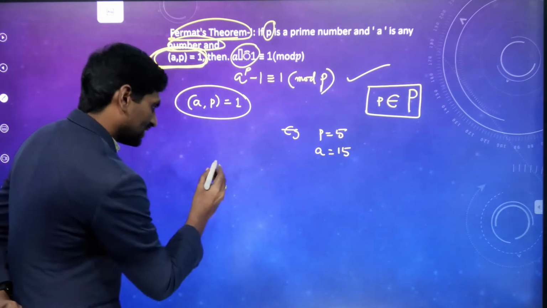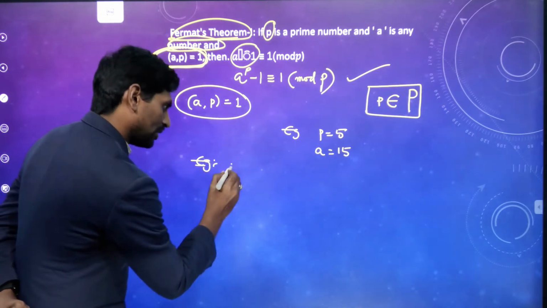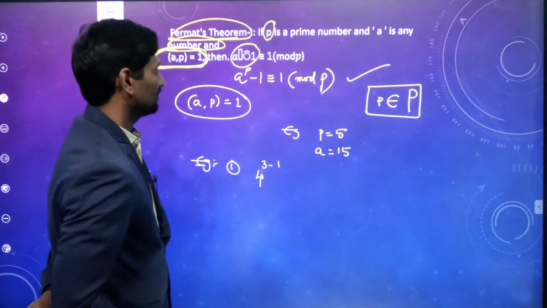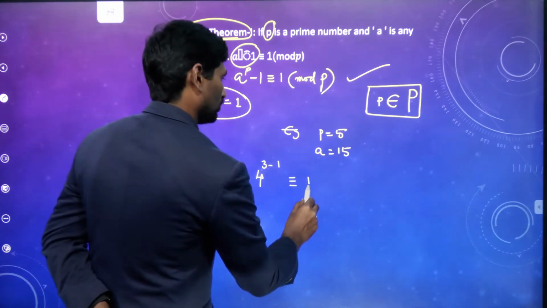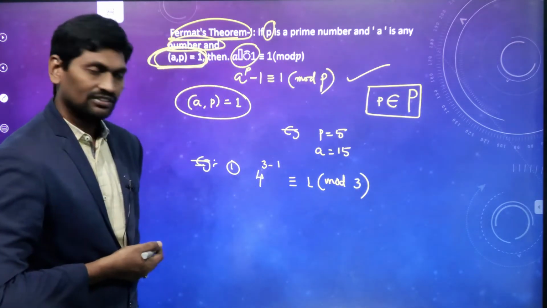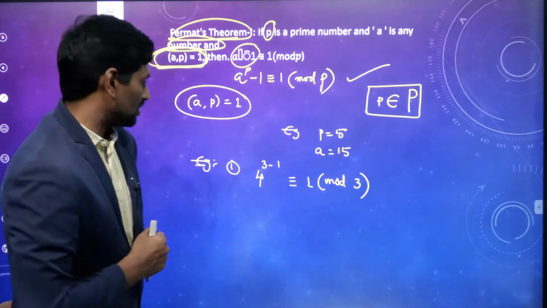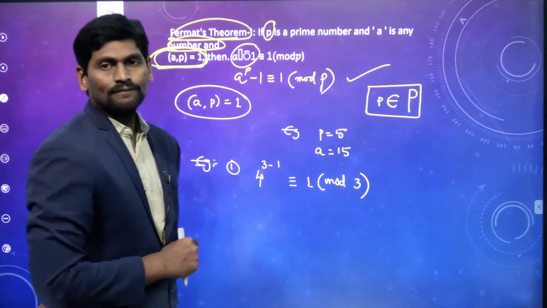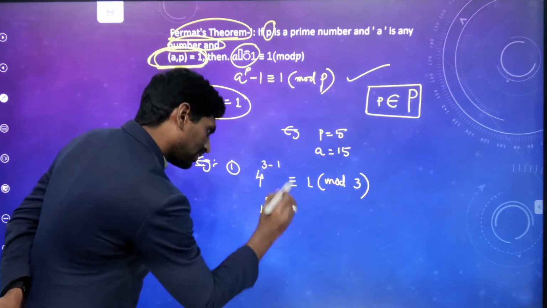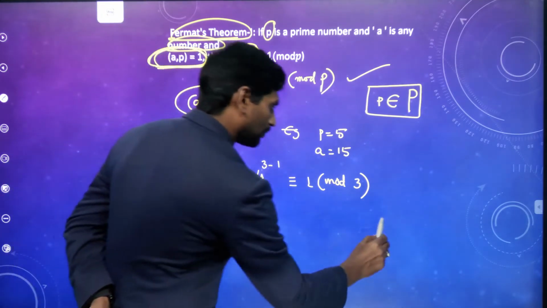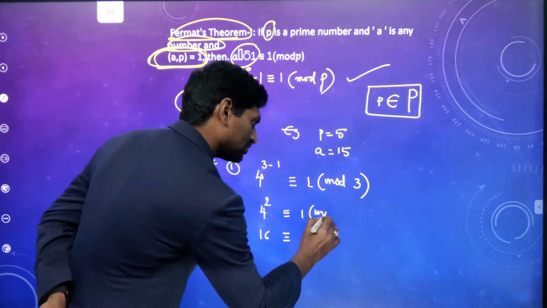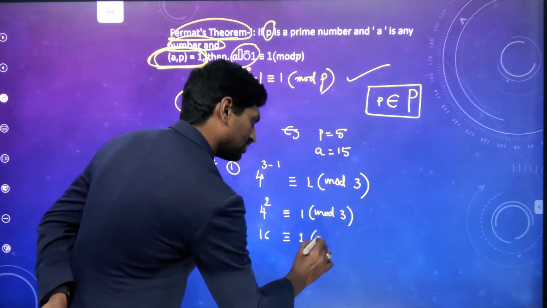Now let us take an example: 4 power 3 minus 1 is congruent to 1 modulo 3. Check here, is it satisfying or not? 4 power 3 minus 1, 3 minus 1 means 2. So 4 power 2 means 16. Simply, 16 is congruent to 1 modulo 3.